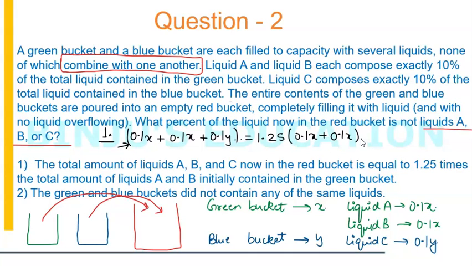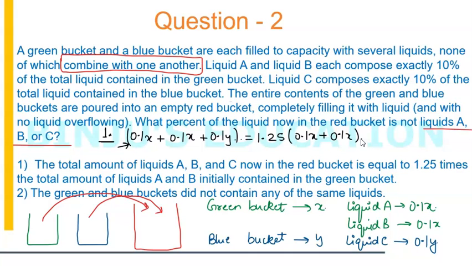Now the problem here is that we are making an assumption. The assumption is that the green bucket does not consist of liquid C. This is assumption number 1 that we are making here. Because when you're writing 0.1x plus 0.1x, that is liquid A and liquid B from the green bucket. But what about liquid C from the green bucket? We do not know that. What's the percentage of liquid C in the green bucket? We have no idea about that.